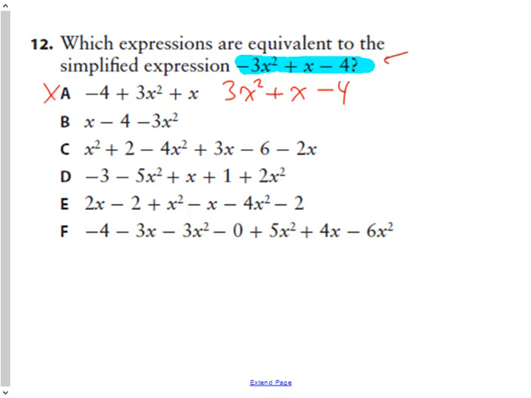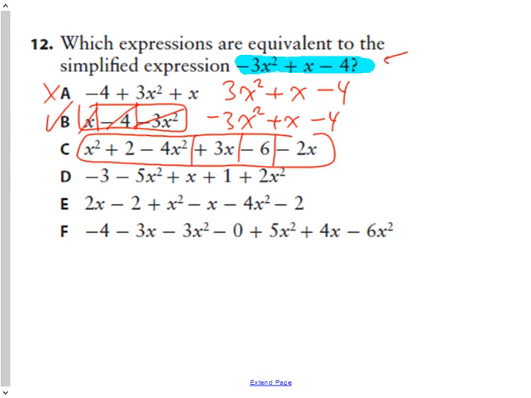In the second example, if I box them up, sometimes it's easier to see it like this. The first term is going to be a negative 3x squared, then a positive x, then a negative 4. And if I compare them, they are the same. So B is going to be the same as the highlighted blue expression. The next one, when I combine my x squareds, I end up with negative 3x squared. When I combine my x tiles, I end up with a positive x. And when I combine my constants, I get a negative 4. So C is also equivalent to the blue highlighted expression, trinomial.